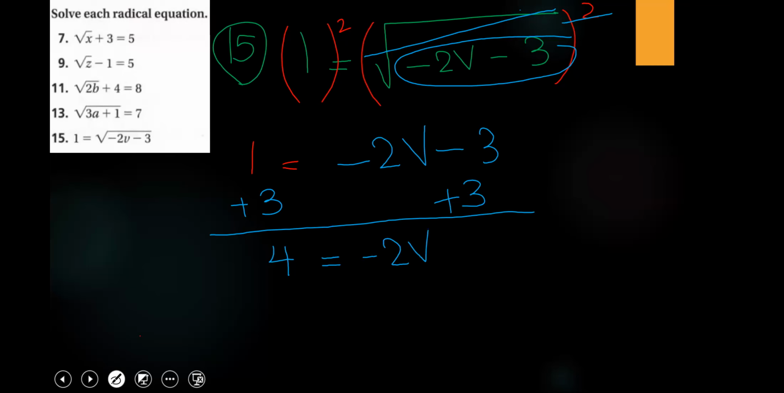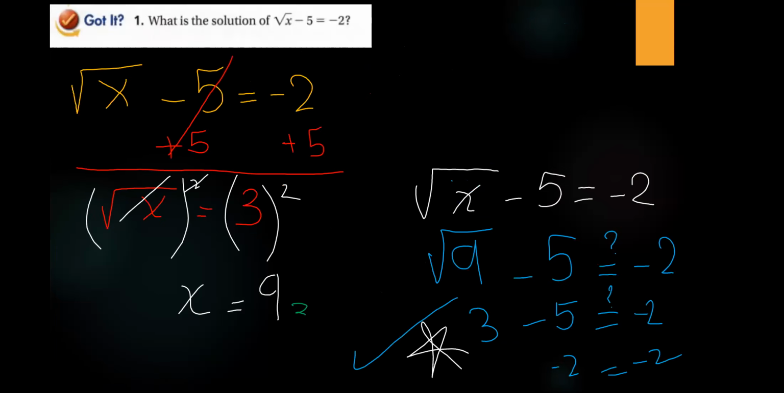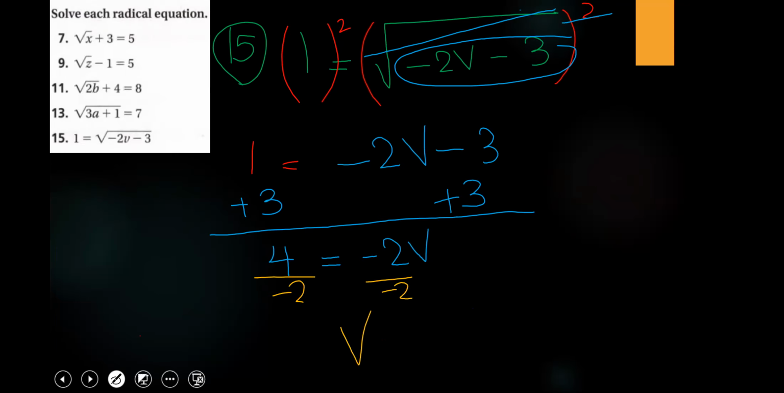Divide by negative 2. So what's the value of v here? v equals negative 2. Thank you.